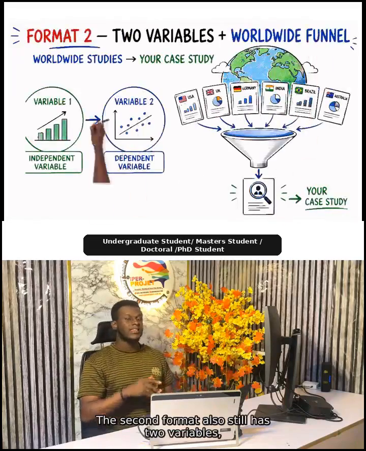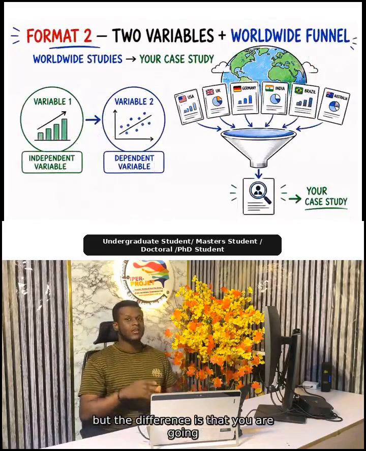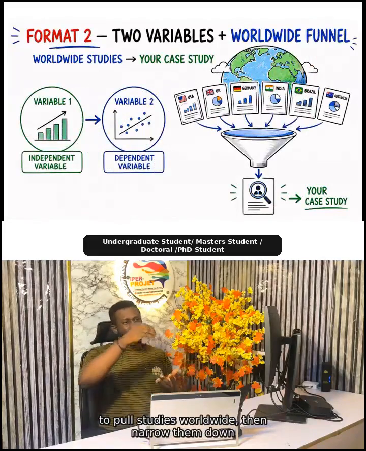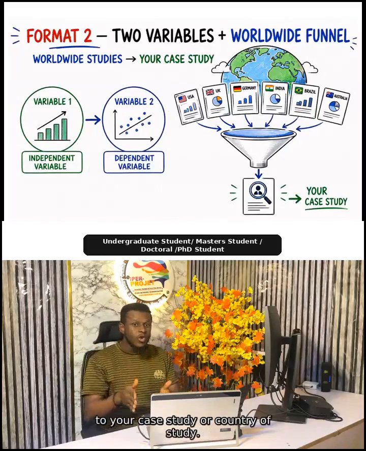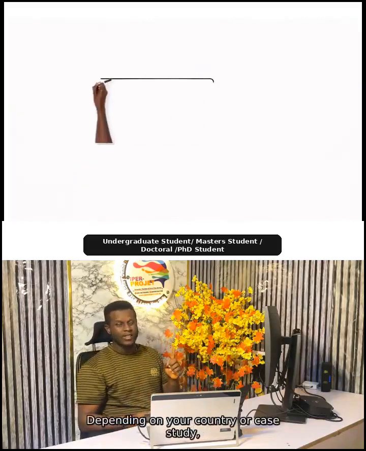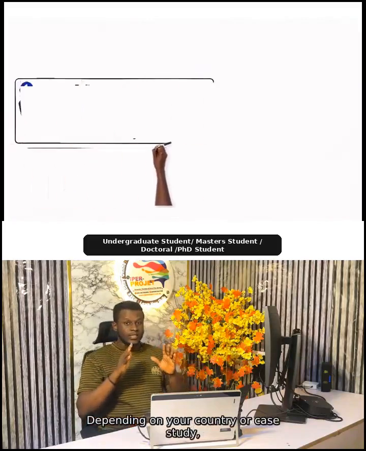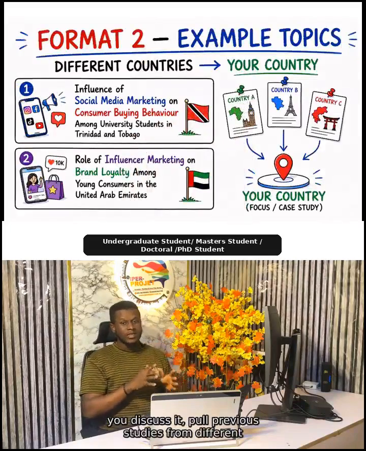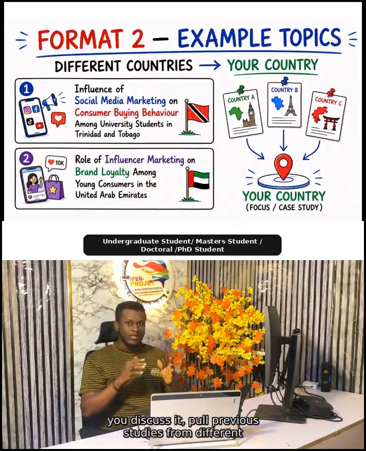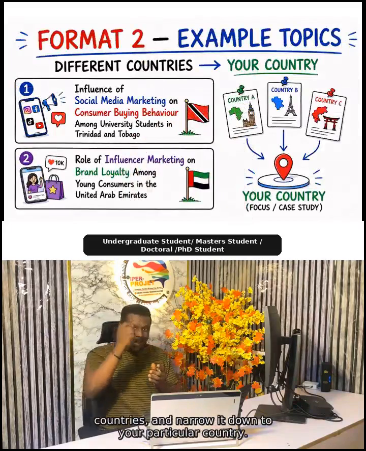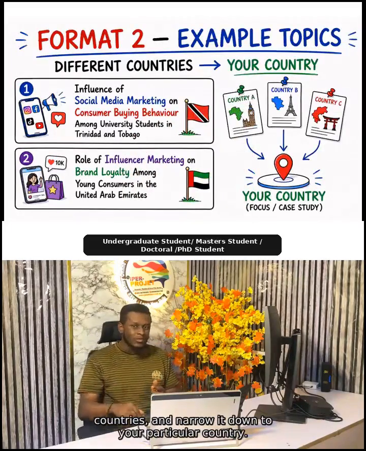The second format also still has 2 variables, but the difference with this one is you are going to be pulling studies worldwide, then narrow it down to your case study or to the country of your study. Like for example, look at this topic right here. Depending on your country or your case study, using this second format, you're going to be discussing it, pulling previous studies from different countries and narrowing it down to your particular country.